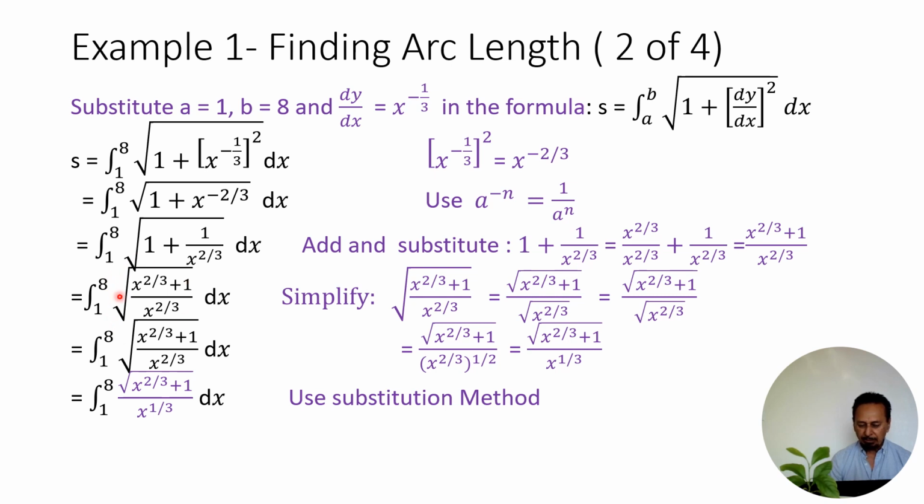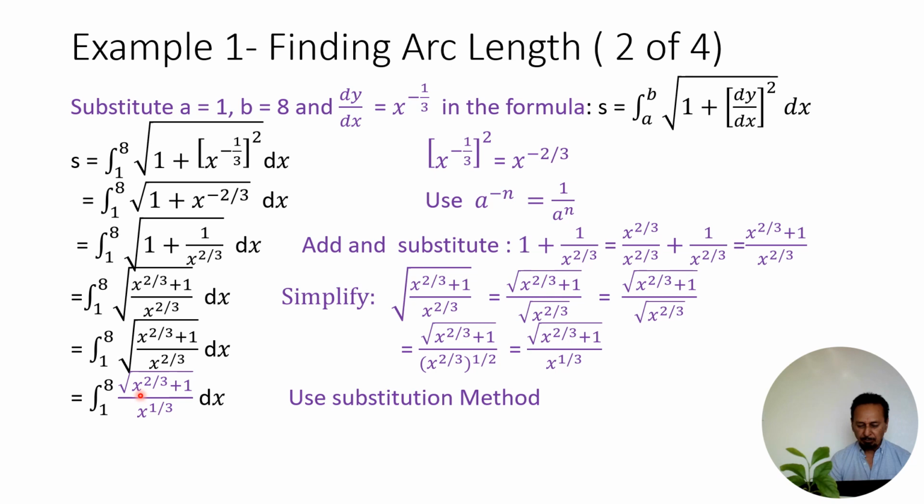Now we break this radical into two radicals, and so we have an integral from 1 to 8 of the square root of x to the 2/3 plus 1, over the square root of x to the 2/3, and the 1/2 power becomes x to the 1/3. Now, to evaluate the integral, it looks like a fraction, but we cannot divide or simplify. So the only way is the substitution method.